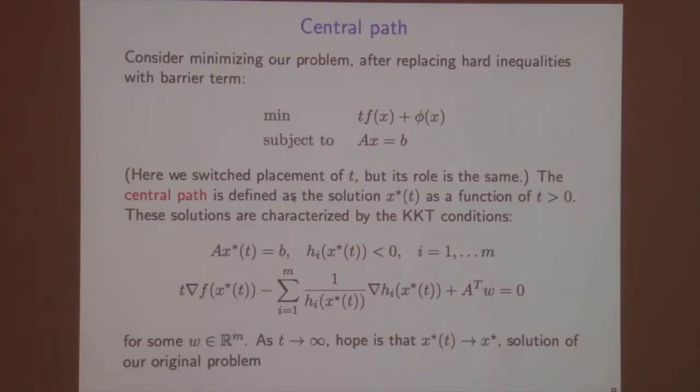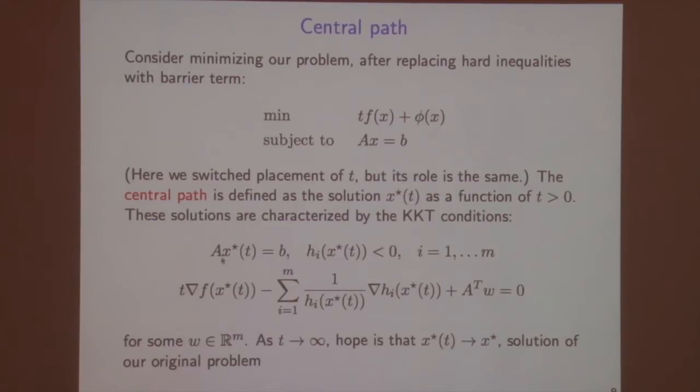The central path we're going to define is the solution to this problem as t varies. So it's actually a solution path. We're going to write it as x star of t, as t varies from, say, just bigger than 0, all the way up to infinity. Each point on the solution path, x star of t, is characterized by the KKT conditions. We can just take the KKT conditions for this problem and write down necessary and sufficient conditions for x star t to be optimal.